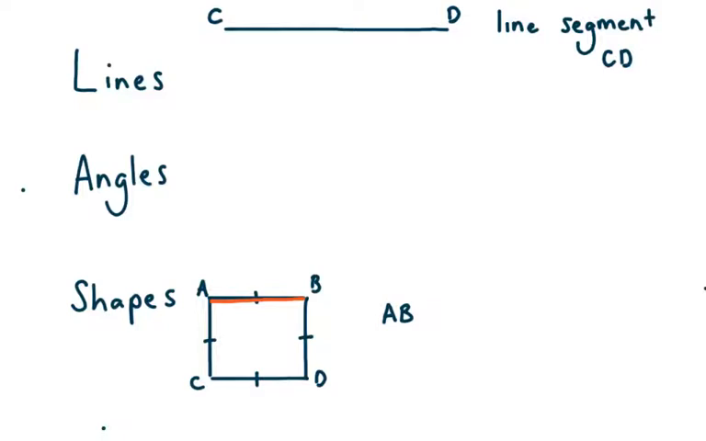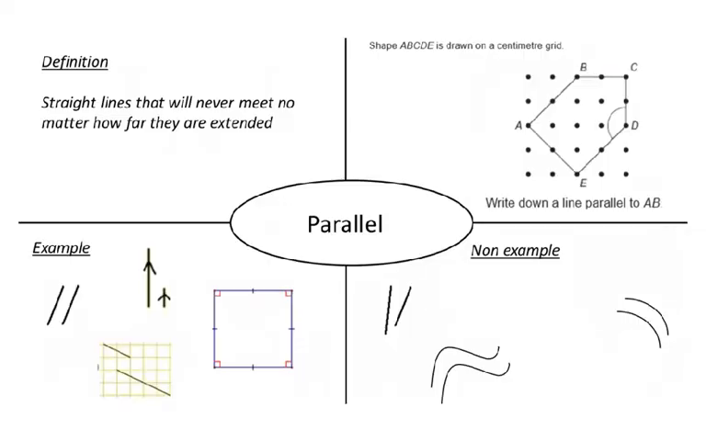Two important words to do with lines that you might have heard before are parallel and perpendicular. Now, you may have heard of parallel lines, and I just want to show you, this is called a Frayer model. This talks about the word parallel and explains to you what it means. So the first thing I'm going to do is just read the definition. Parallel lines are straight lines that will never meet no matter how far they are extended.